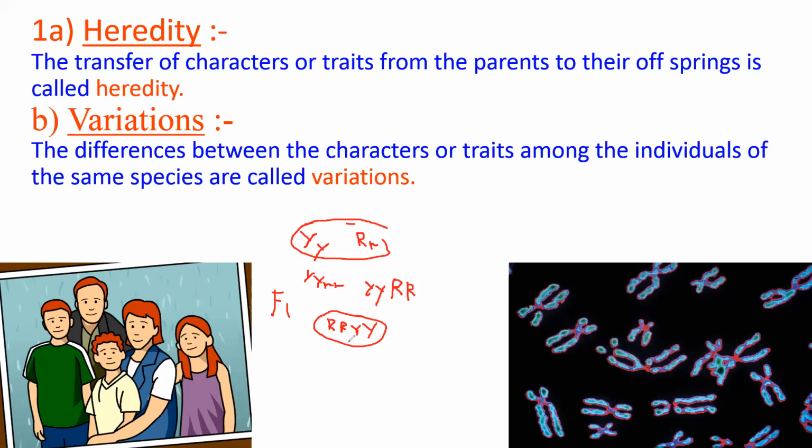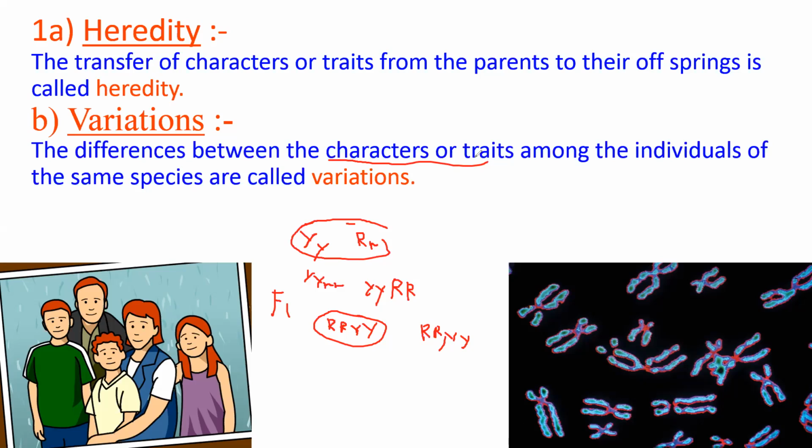The variation comes when you self this. It's called selfing. When you self the parents, you will be getting two extra traits. Over here there was round yellow. In the F2 generation, you will also get wrinkled green, wrinkled yellow and round green. These are the new traits you get, so this variation occurs. The differences between the characters or traits among individuals are called variations.